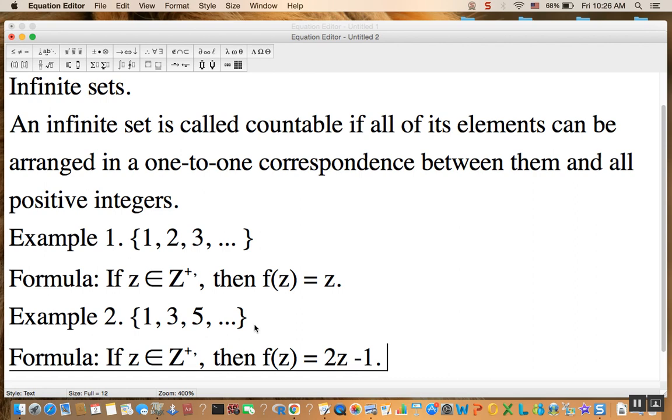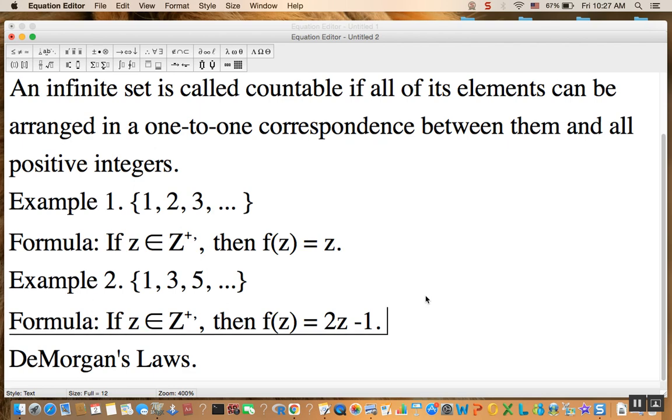Okay, so for instance, if we have a 1 here, then 2 times 1 minus 1 gives you 1. So it corresponds to this guy. If it's a 2, 2 times 2, 4 minus 1, that's 3. 3. 2 times 3 minus 1, 5, and so on. So there's a one-to-one correspondence between the set of positive integers and the odd numbers. Okay, so that's one flavor. These are examples of countable infinite sets.